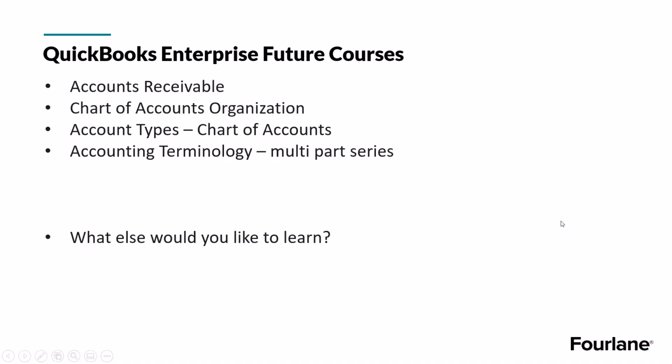So coming up next week, we're going to be talking about AR workflow, I believe, maybe estimates and sales orders, and then getting into sales receipts. Everybody knows why to use an invoice, right? But what are these other things that are available in accounts receivable workflow? We still have chart of accounts organization, chart of accounts types. That was a question. Accounting terminology coming up, but we would love to hear what else you want to learn.